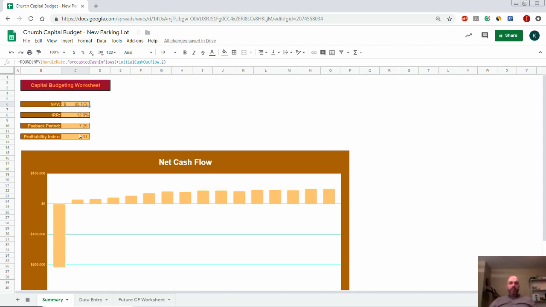So we move on to the last one, the profitability index. Okay, so this is my personal favorite in terms of the metrics from capital budgeting.